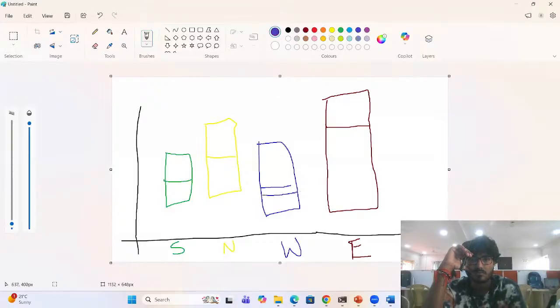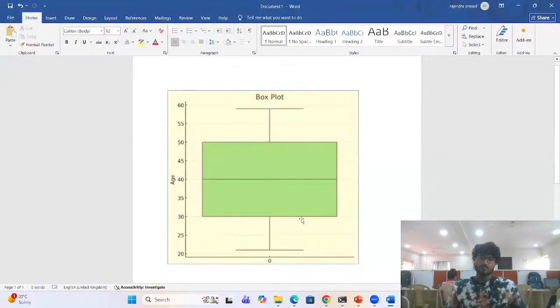Let's say this is the central line. Now west is the lowest region. So you can decide where to concentrate on more sales and where to concentrate less on sales. Like this, you can compare. You get my point? So this is how you're going to use the box plot even for multiple categories.